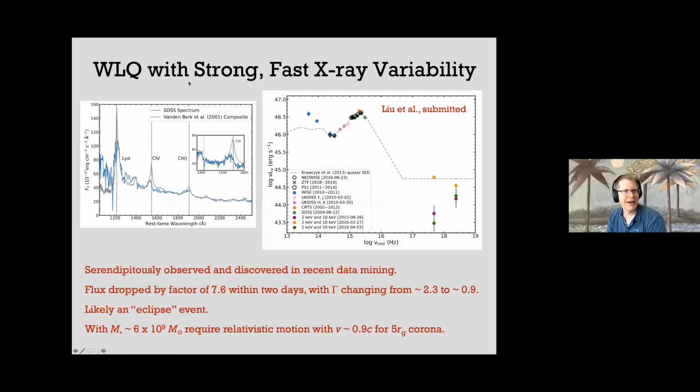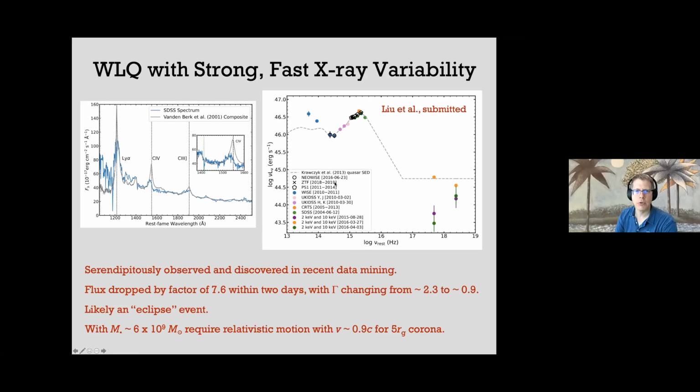I also want to point out, just to end, because I see I'm getting short on time, that in our data mining through the Chandra archive, we have serendipitously discovered another weak-line quasar that has shown strong, fast X-ray variability. As soon as we found this event and saw a hint of this pattern, we started mining the Chandra data for all of the weak-line quasars. There is another source shown here, another extremely luminous weak-line quasar, where the flux dropped by a factor of 7.6 within just 2 days, which is quite remarkable.